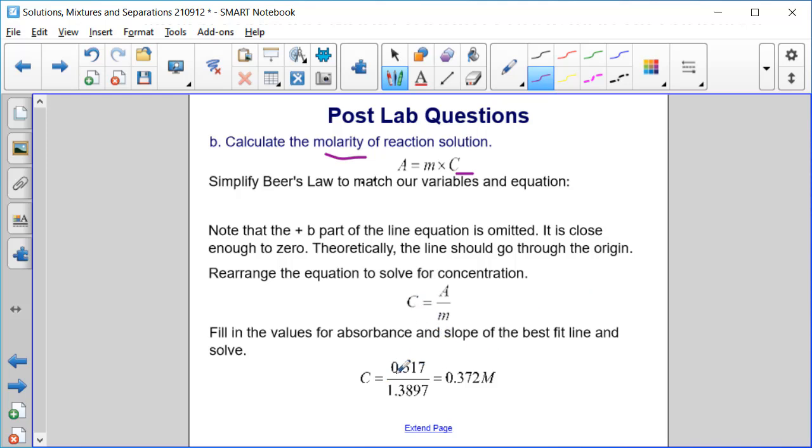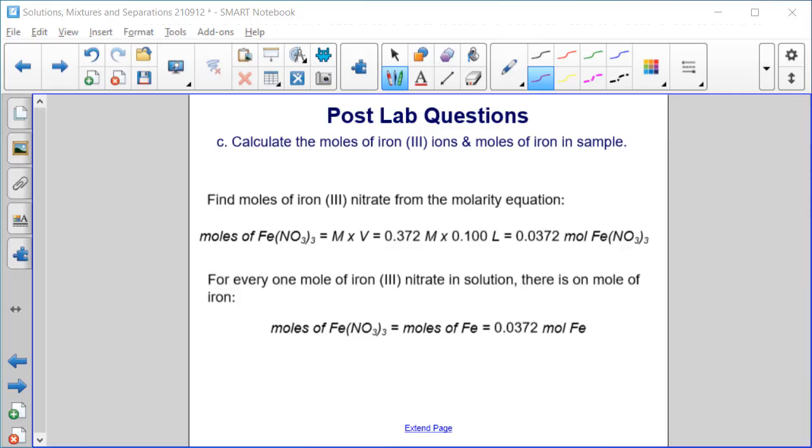So we take our measured absorbance, 0.517, and divide by our slope, 1.3897, to get a concentration in our unknown of 0.372 molar. All right, so these last couple parts are just some stoichiometry.